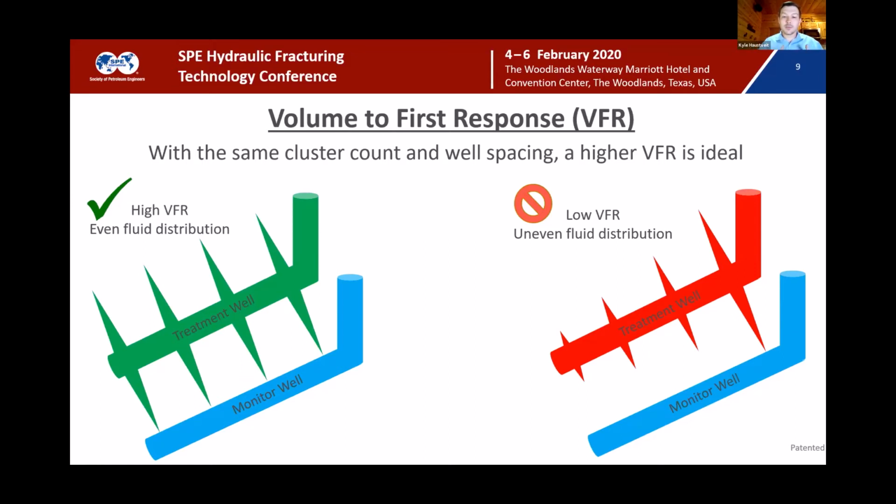If we're distributing that fluid in a way that's non-uniform, we'll have a runaway fracture that grows more rapidly than the other ones, and we'll see a very low volume pumped before the first response arrives.